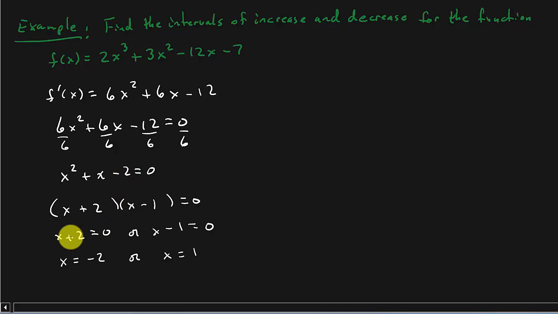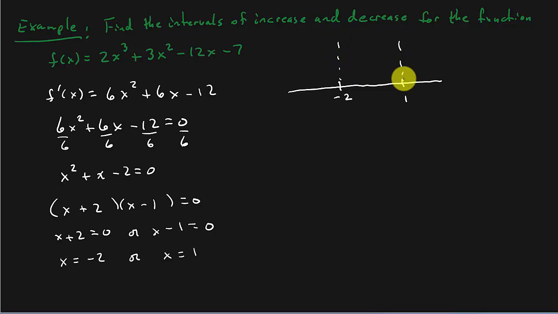All right. So what we do now is we're going to plot these numbers on a number line. Okay, plot the numbers on a number line. All right, so let's look at doing that. So we're going to plot -2, and we're going to plot 1. And that breaks the number line up into 3 regions in this case.